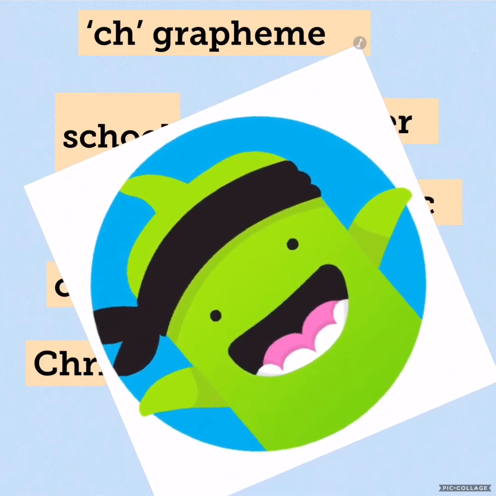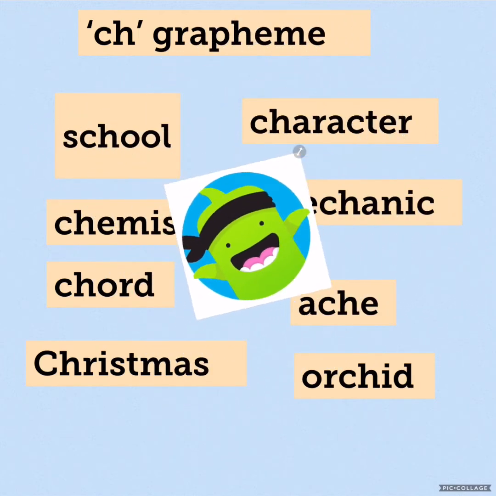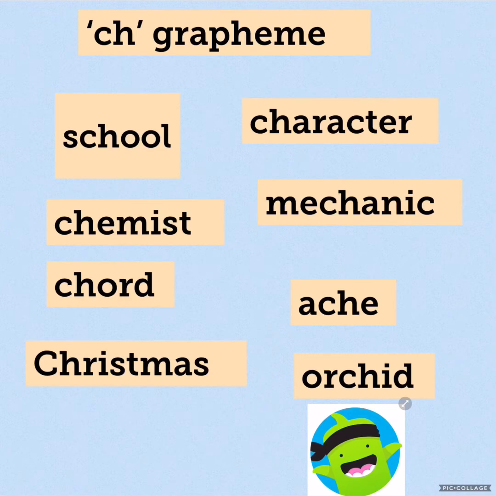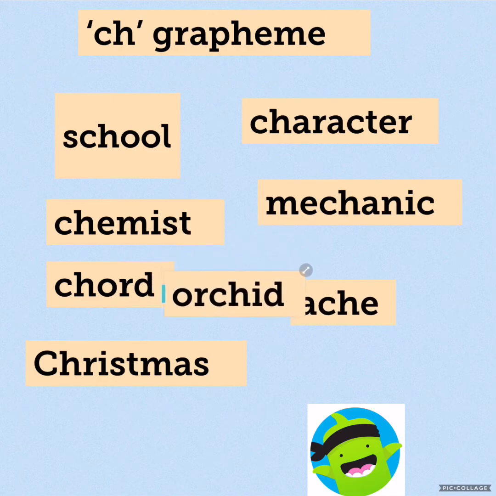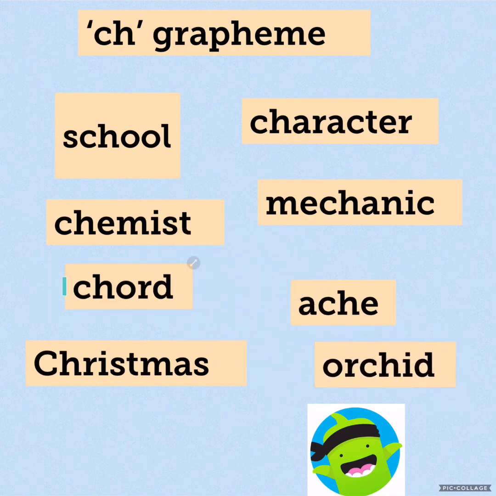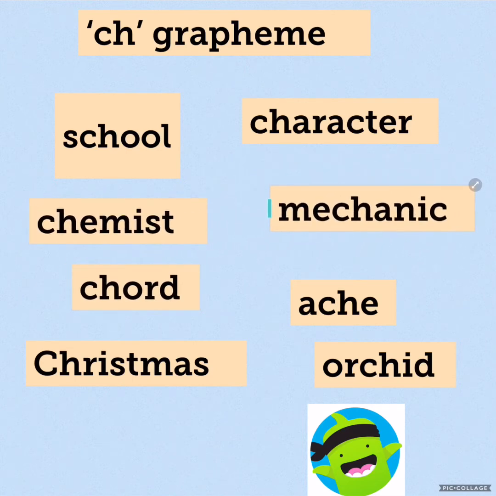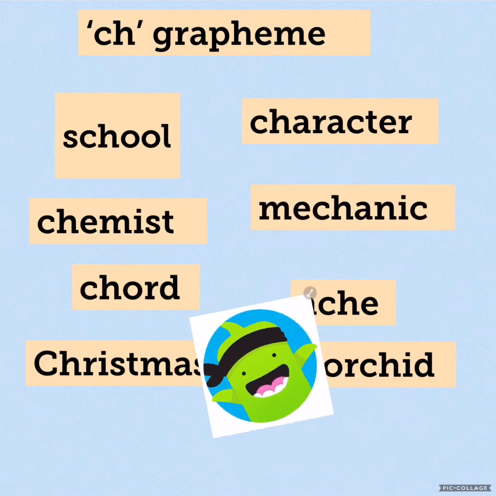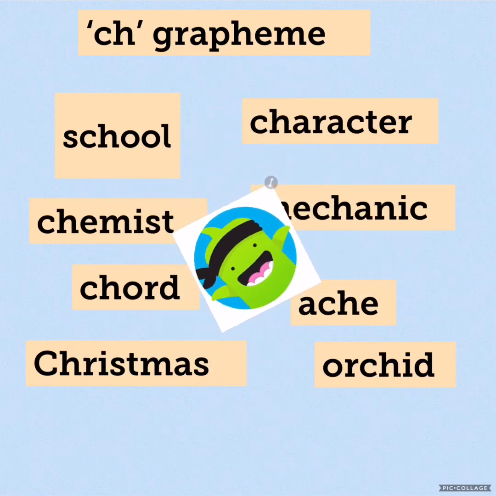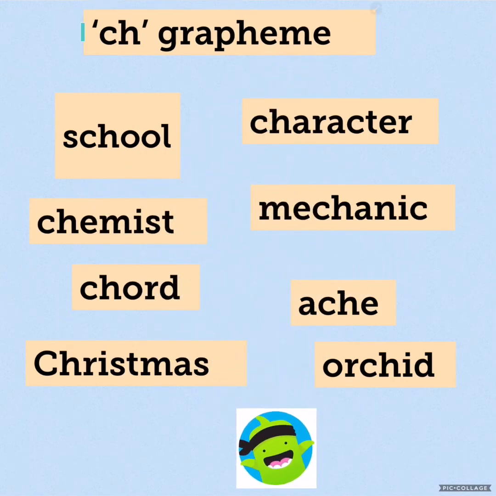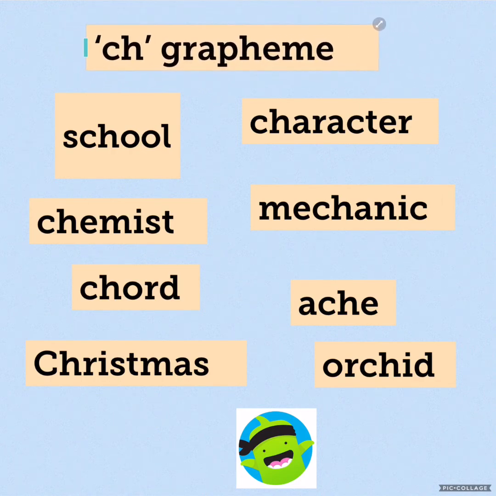Just as a dojo challenge, if you can upload video evidence, a short video of you explaining these CH words where the CH represents K. This is the first word. This is the second word. The third word. And the fourth word. So if you can upload a short video clip of you explaining those four words, it's a dojo point challenge. So that's this way of representing the K sound using the letters CH.